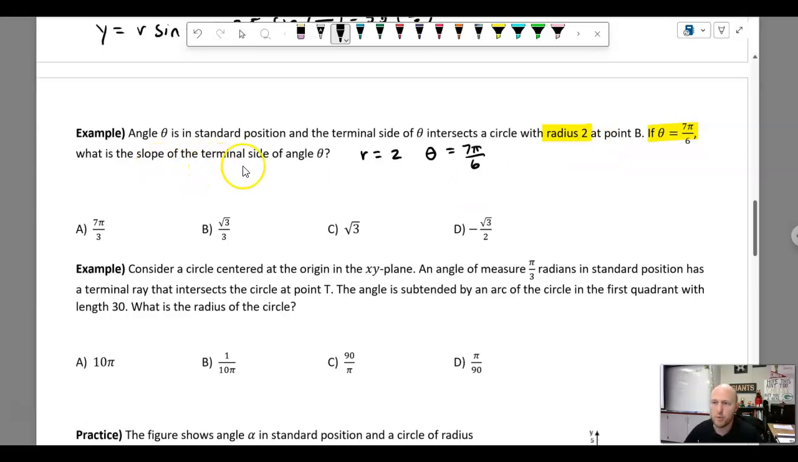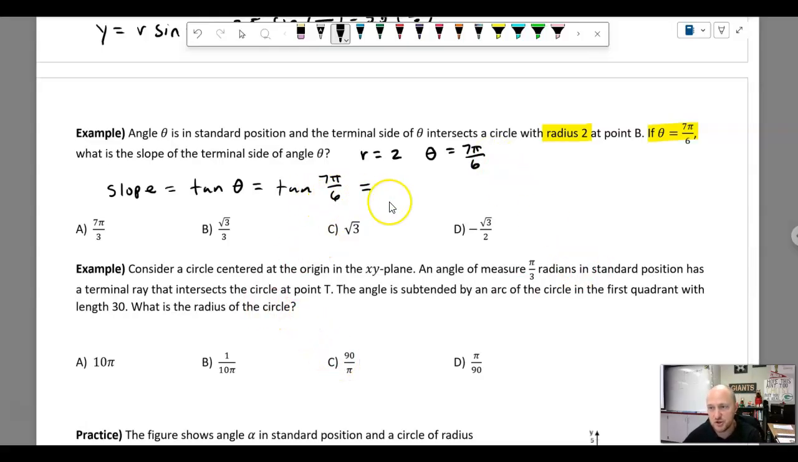What is the slope of the terminal side of angle theta? Well, really here actually, radius is kind of moot. Slope is equal to tan theta, which here we just need our angle, 7 pi over 6. So radius doesn't even really make a play here. Okay. Two ways you can go ahead and answer this.